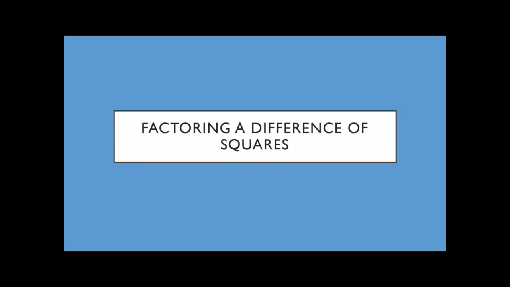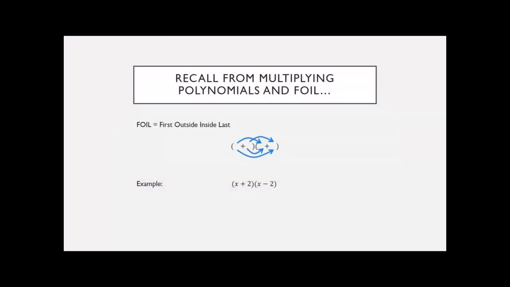So, factoring a difference of squares. Let's go back to last week when we were multiplying polynomials, and we learned how to do FOIL, where you multiply the first terms, then the outside terms, and the inside terms, and then the last terms. And that's how you multiply two binomials together.